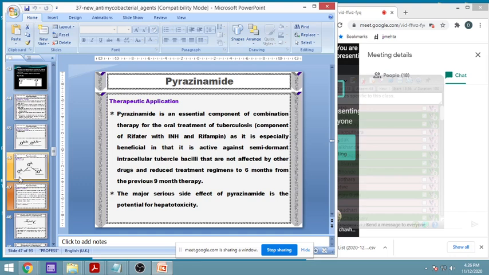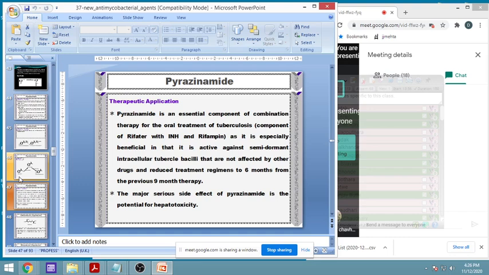It is specially beneficial in that it is active against semi-dormant intracellular tuberculosis bacteria, because it changes the pH, which is toxic. That is very important. In other cases, as we have seen, antibacterials will be active only when the bacteria have active metabolic activity. But here, even without that, because of the ambience, it will change the pH, and because of that it will be beneficial against bacteria not affected by other drugs. It reduces the treatment regimen to 6 months from the previous 9 months. So earlier it was a 9-month therapy; if we add pyrazinamide, it becomes 6 months.